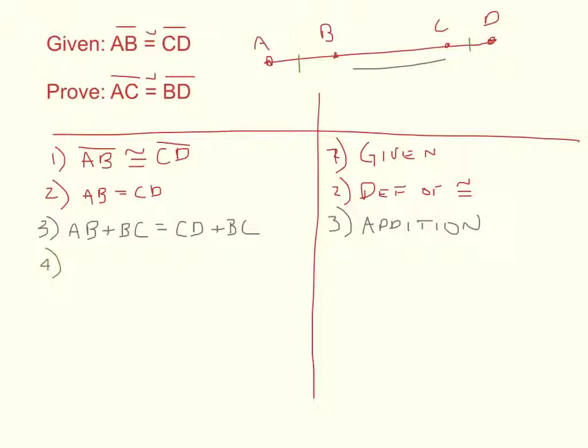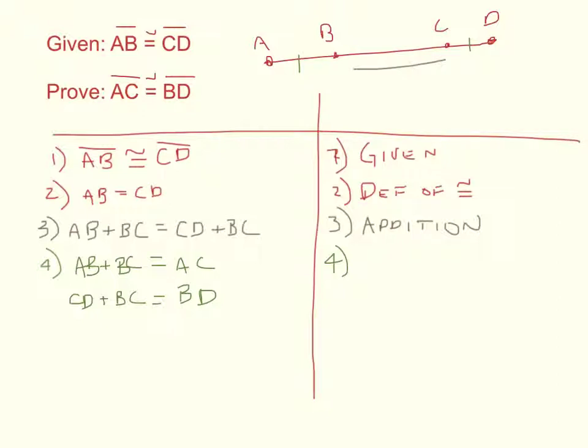Next step. Well, what is AB plus BC, and what is CD plus BC? We should state that. AB plus BC equals AC. If we look at a picture, AB plus BC equals AC. Now we could do a whole other step, but since the next thing we're going to do is CD and BC, let's just state that CD plus BC equals BD. And the reason? This is segment addition.